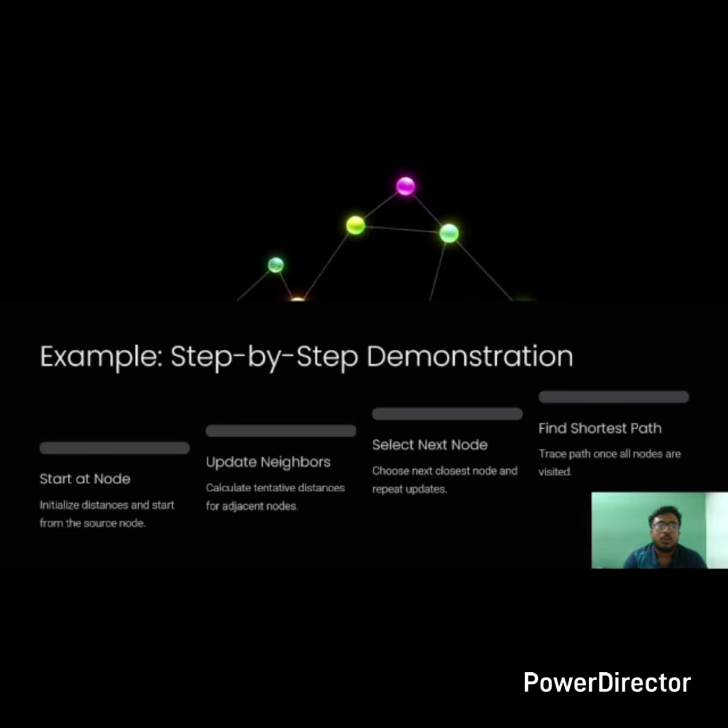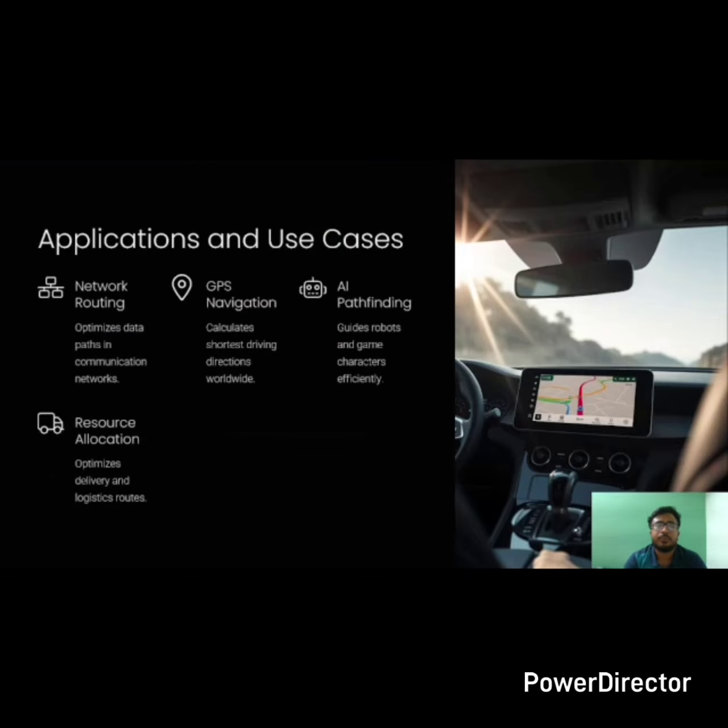Example. Now I'll explain a step by step demonstration. Start at a node. Initialize distances and start from the source node. Update neighbors: calculate tentative distance for adjacent nodes. Select next node: choose the next closest node and repeat updates. Find shortest path: trace the path once all nodes are visited.